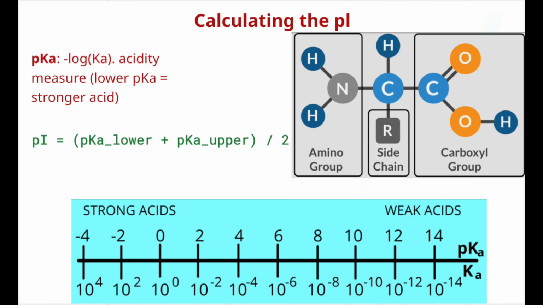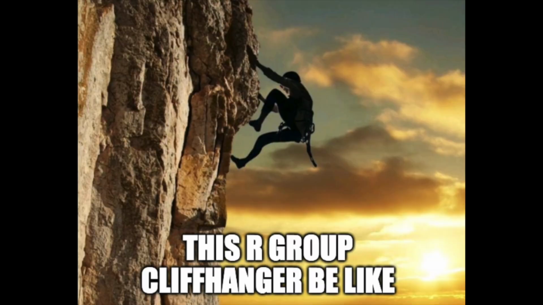If the R group has its own pKa, like in acidic or basic amino acids, include that in the average as well, taking the pKa values flanking the neutrally charged form. But don't worry, we'll go through examples of R group pKas in another video.